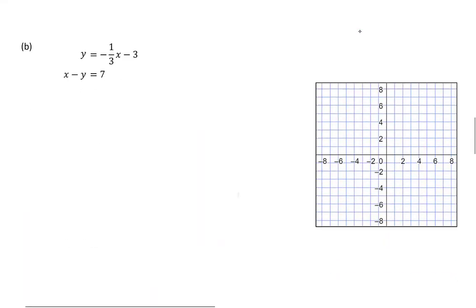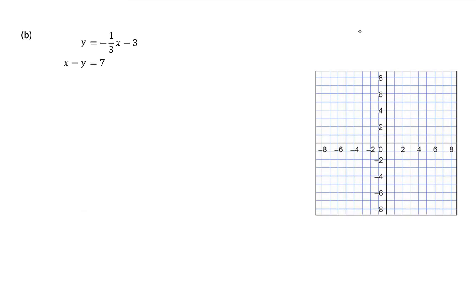So let's try this one more time. Starting with the first equation, it's already in slope y-intercept form. So let's start there. We see the y-intercept here is (0, -3). That's given by the negative 3 here. And we see that the slope of this line is equal to negative 1/3. That's given by the coefficient in front of the x.